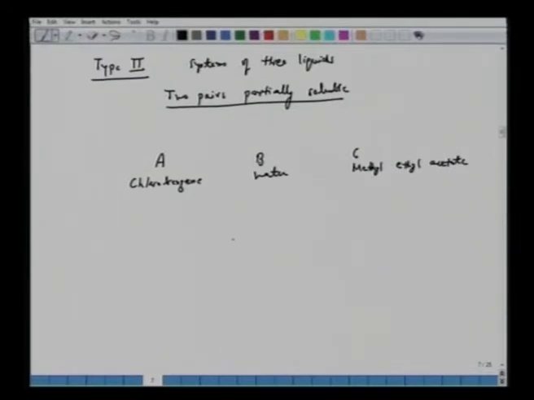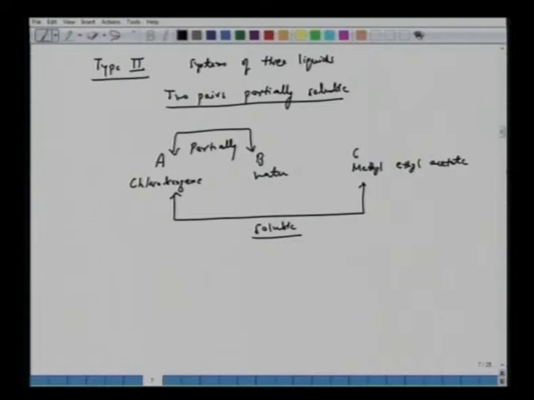Okay, so now we are saying that A and C are soluble, which is true. Chlorobenzene is soluble in methyl acetate. Okay, again it depends upon the temperature, but let's say at normal room temperature we have chlorobenzene soluble in methyl acetate. But A and B are partially soluble, and B and C are also partially soluble. So we are talking of 2 pairs which are partially soluble. That's a type 2 system.